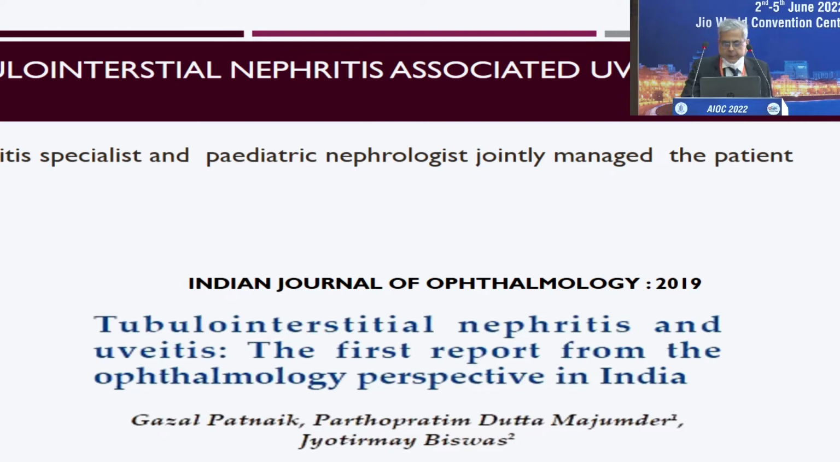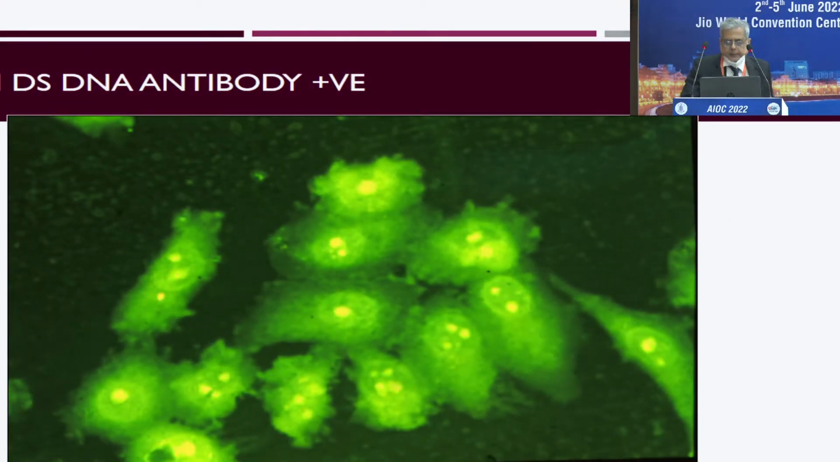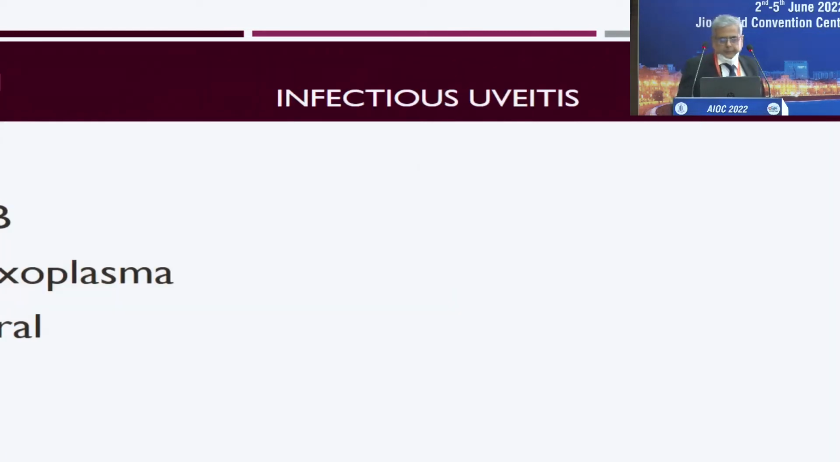This is a 32-year-old lady with blurring of vision, and the fundus showed multiple cotton wool spots with retinal vasculitis with hemorrhages. What was the differential? One of the differential diagnoses was systemic lupus erythematosus, and it was proved right when we did the anti-double-stranded DNA antibody, which was positive.